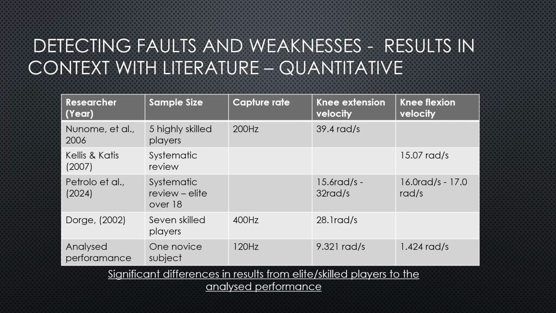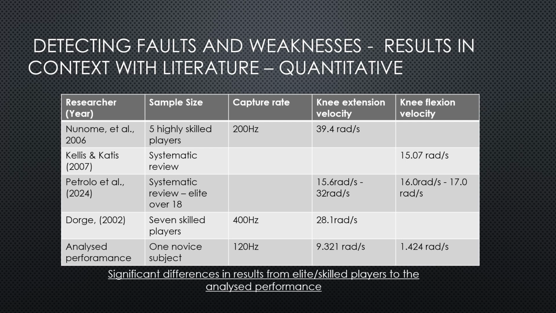So, quantitatively, the knee flexion and extension velocities were both below those reported for elite players, according to literature. We see in the table here, Kellis and Caddis in 2004 and Shannon Westeroff both identified that higher knee extension angular velocities directly correspond with increased foot velocity and ball speed. In the observed performance, insufficient knee flexion during the backswing reduced the available range of motion, thus limiting extension velocity.